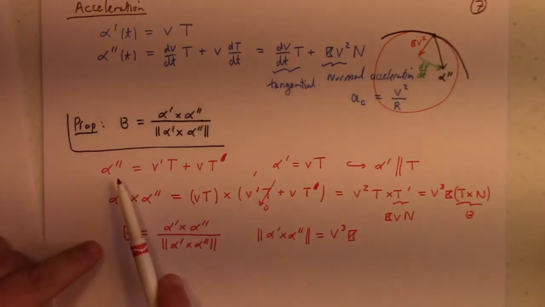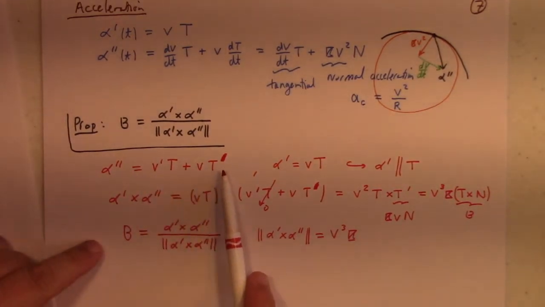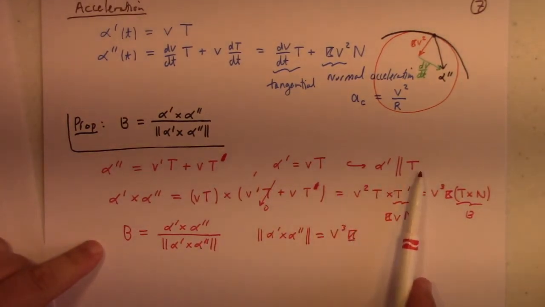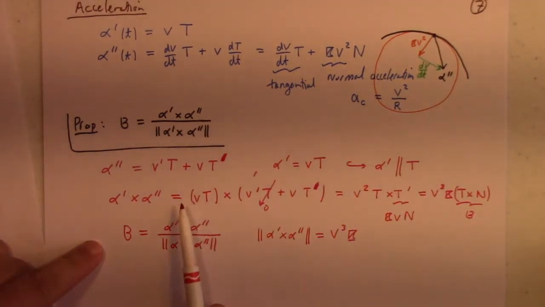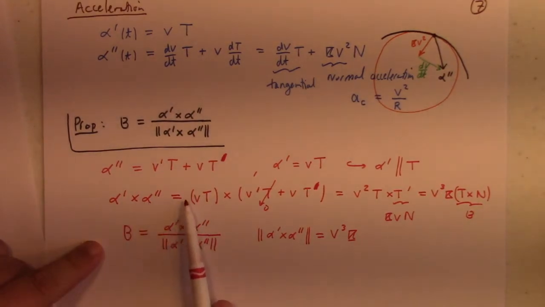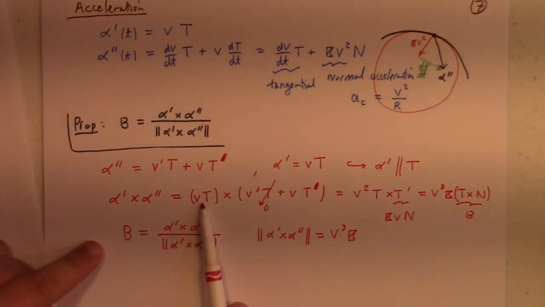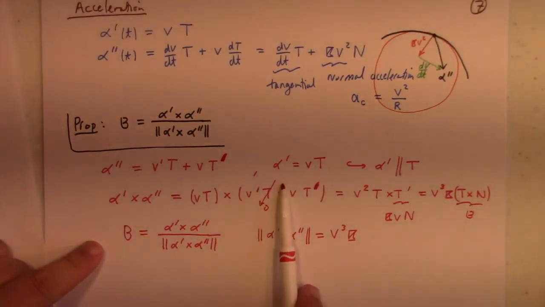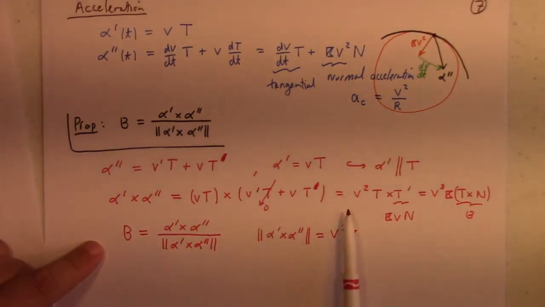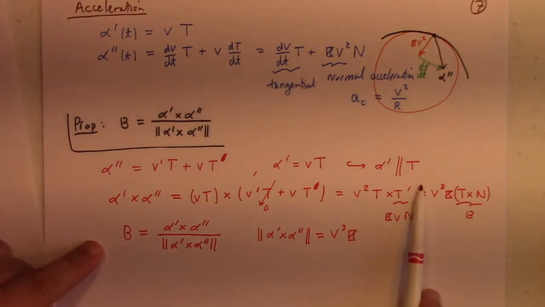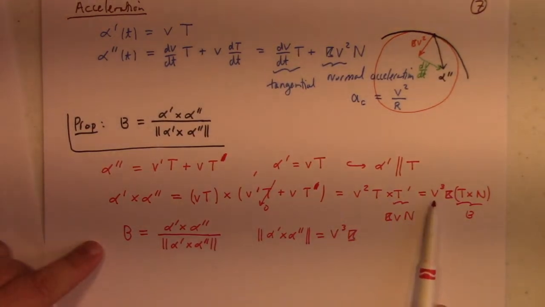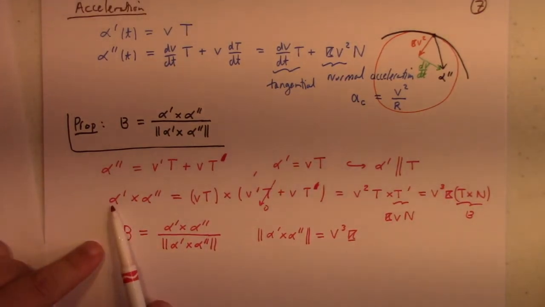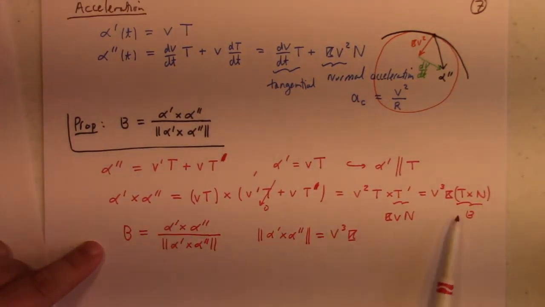Just to run back through it again, alpha prime prime is v prime t plus vt prime. But on the other hand, alpha prime is vt. That means alpha prime and t are parallel. So if I take the cross product of the velocity and acceleration, the piece of the acceleration which is tangential cross products to 0, which just leaves me with t cross t prime times v squared, but t prime is kappa vn, which gives me v cubed kappa times t cross n, which is b. Consequently, alpha prime cross alpha prime prime is in the same direction as b.